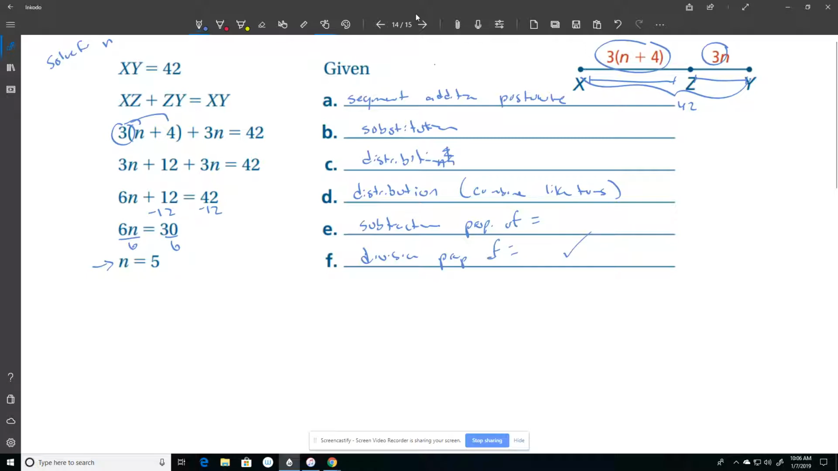Again, it's going to do most of the steps for you. Sometimes it might be a little bit hard to see how did they get from here to here. But if you just look at it as what would I do next? If I had 3n plus 12 plus 3n, I would put my 3n's together, which is what they did to get 6n.